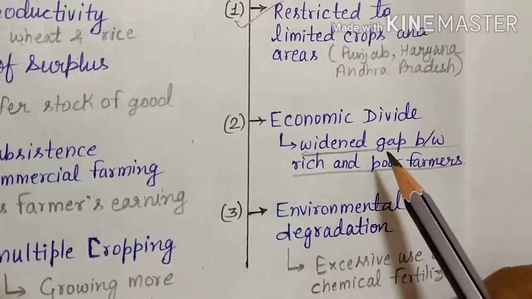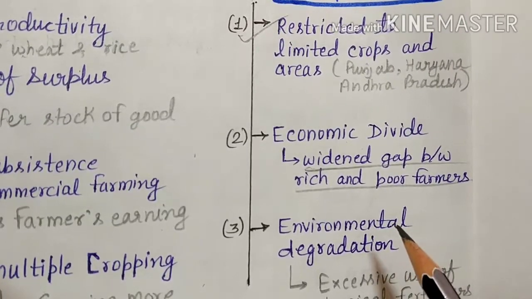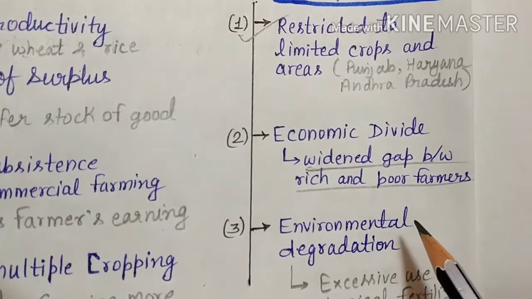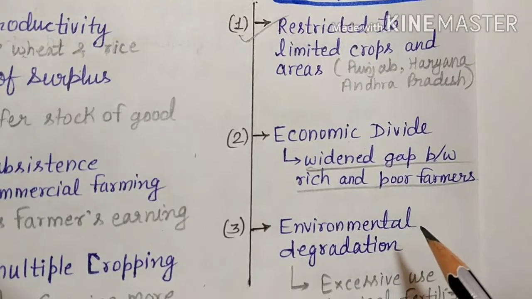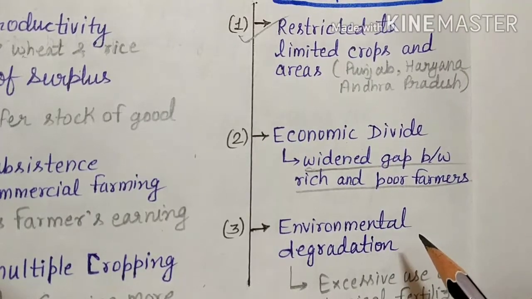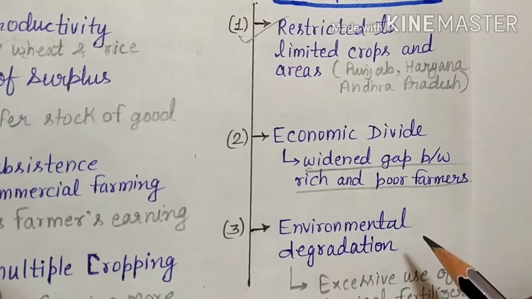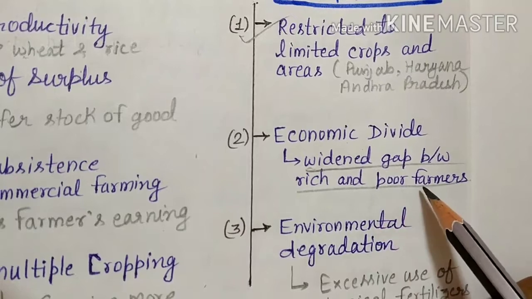Second is the economic divide, or you can say the widened gap between rich and poor farmers. The utmost weakness or risk of the green revolution and new agriculture technology was that it benefited only big and rich farmers. It is for a simple reason: the big farmers could afford to purchase improved seeds because they are expensive, so it was not possible for the poor farmers.